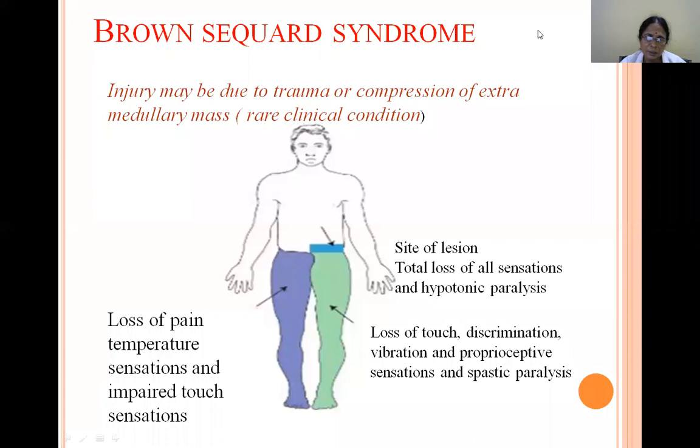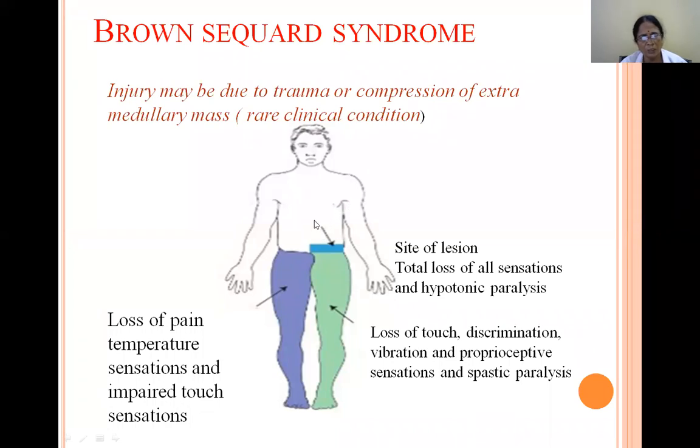Here, the transection is only on the left side of the patient. Therefore, this is a case of Brown-Sequard syndrome. It is not a case of complete transection of the spinal cord. It's a case of partial transection, that is, only hemisection of the spinal cord. And this we call Brown-Sequard syndrome.